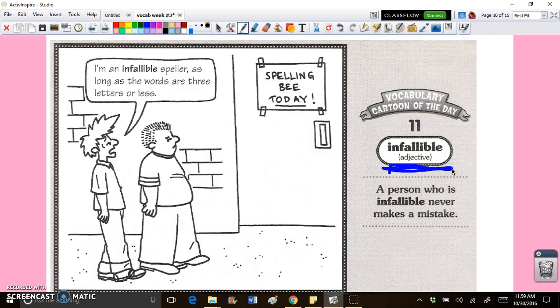So if it's anything longer than that, he's not going to be infallible. If it's a long word, he's going to make a mistake. But if the words are short, then he's infallible. So really, when you think about somebody who's infallible, you would also probably describe them as being perfect.